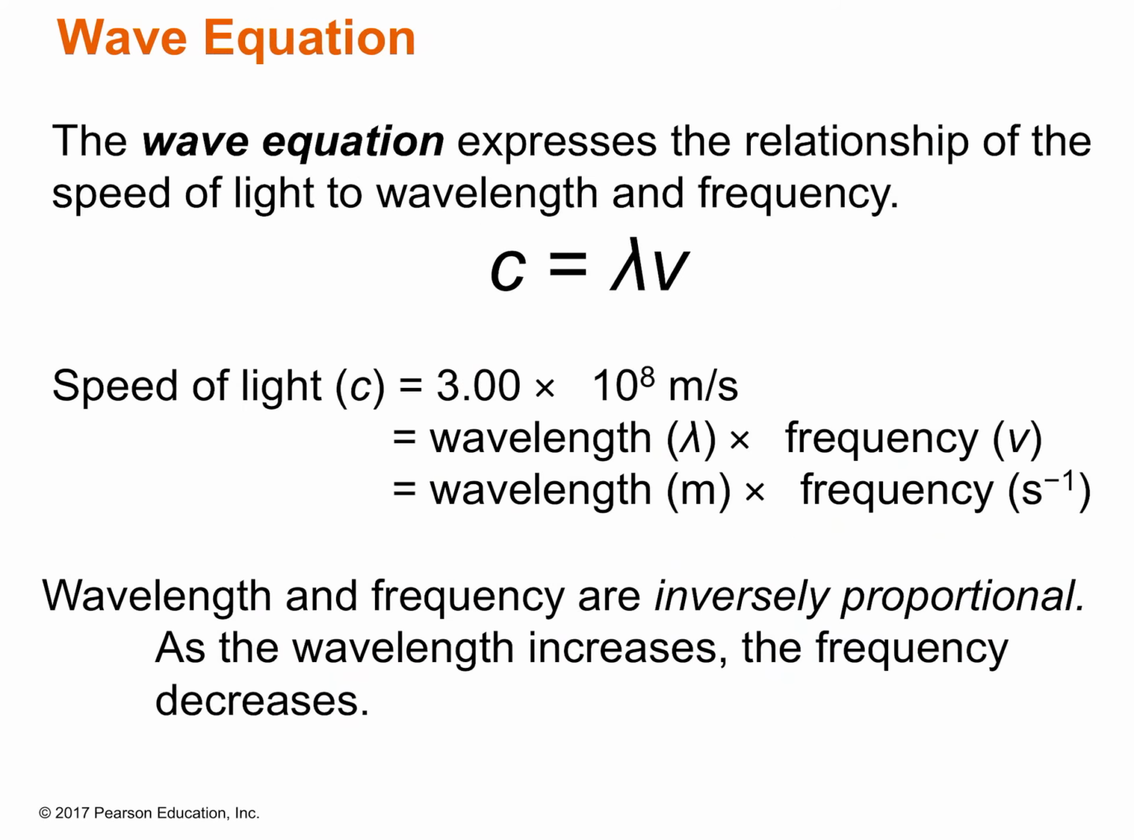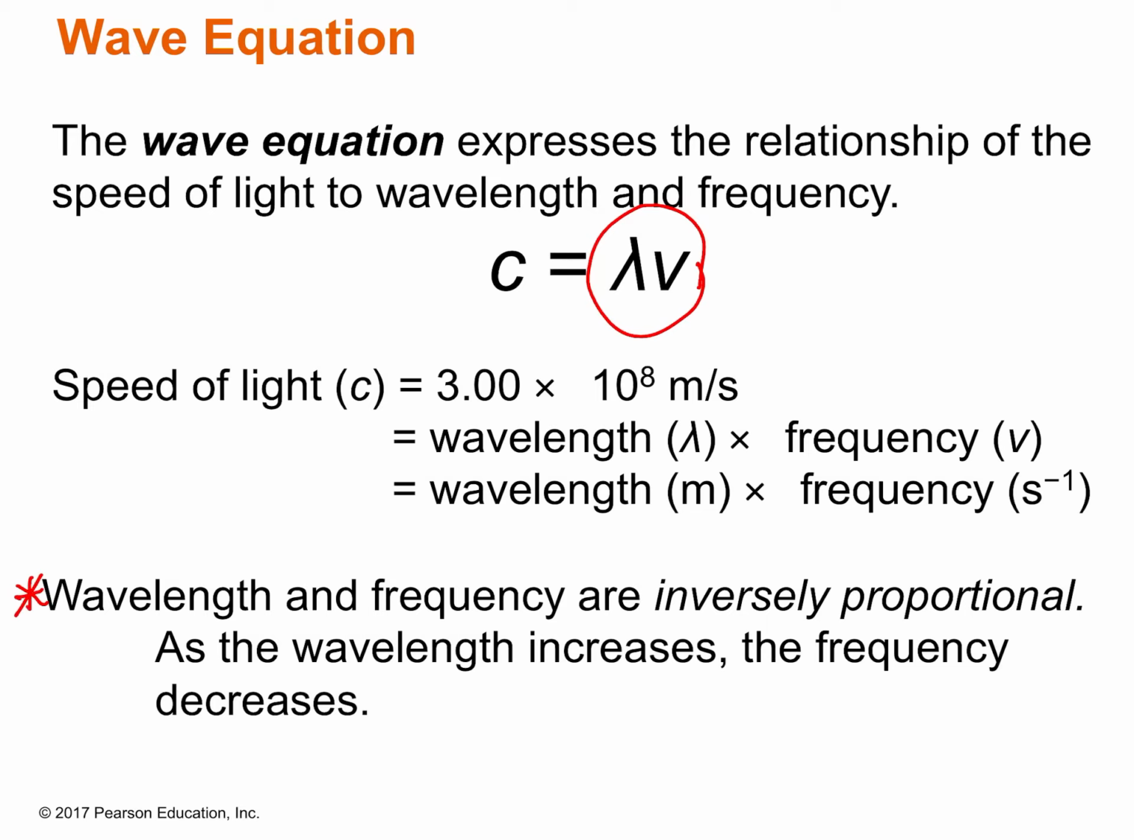So we have this wave equation here, which is C equals lambda times nu. And this is just showing you here that wavelength and frequency are inversely related. Okay, so the longer your wavelength is, then the lower your frequency will be. If we have a really short wavelength, then we'll have a really high frequency. So that's what this is here.